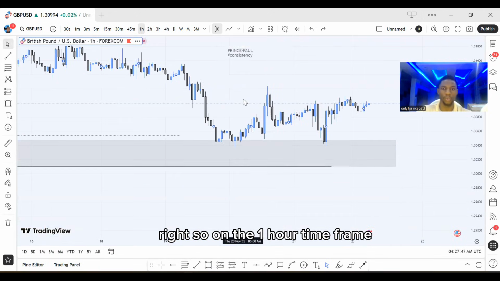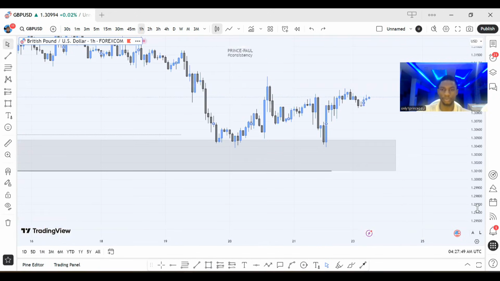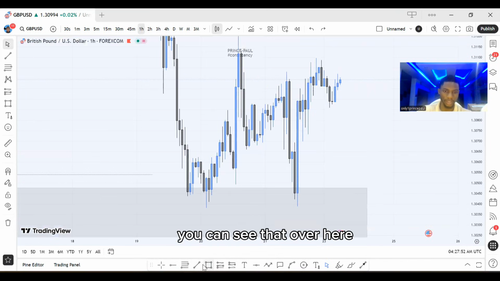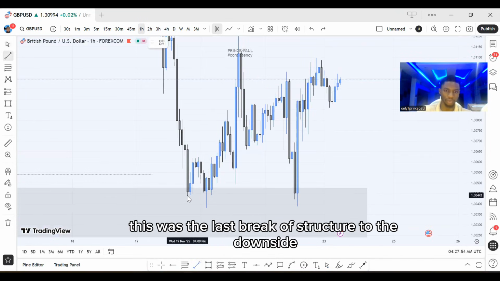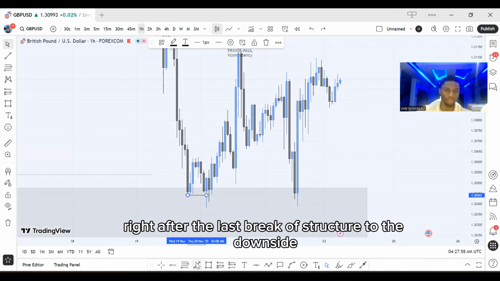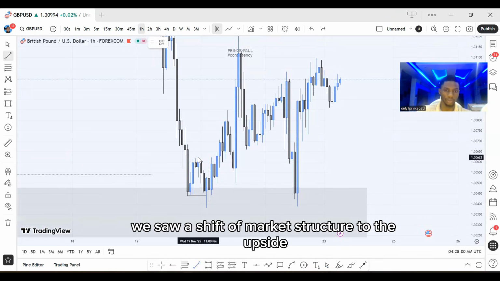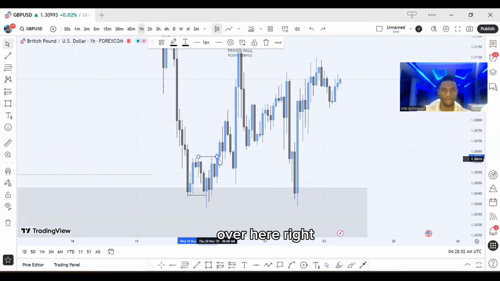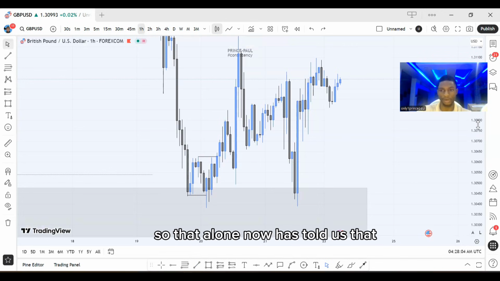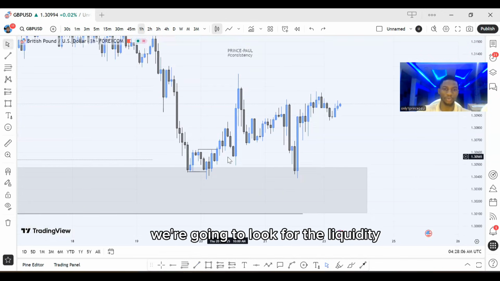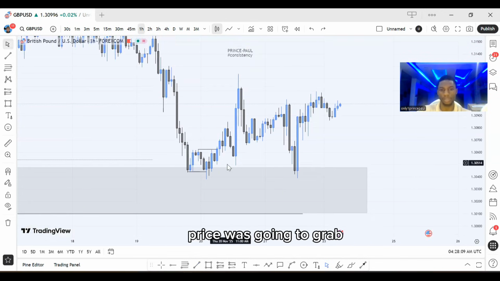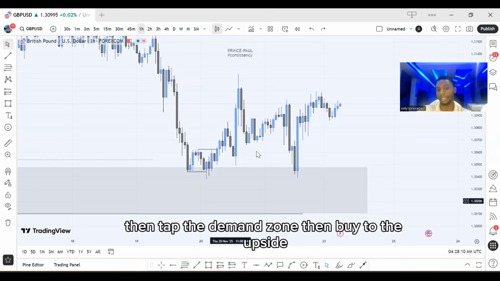So on the 1 hour time frame, you can see that over here, this was the last break of structure to the downside, right? After the last break of structure to the downside, we saw a shift of market structure to the upside over here. So that alone has told us that we're going to look for the liquidity price was going to grab, then tap the demand zone, then buy to the upside.